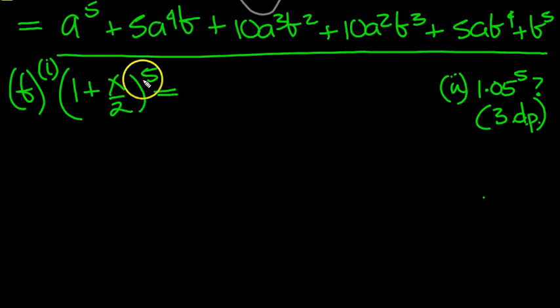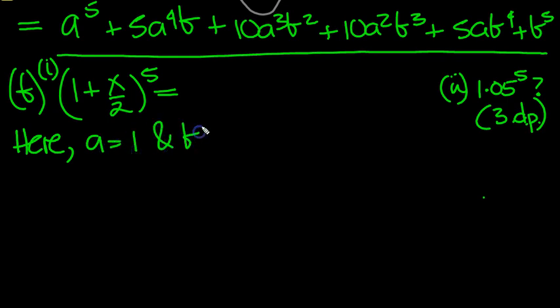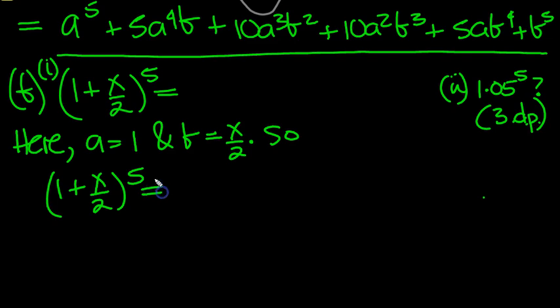Okay, so I've written out the questions in abbreviated form here. So let's have a go at them then. This to the 5, well here's a plus b to the 5. Here a equals 1, and b we can have as x over 2. In this case, 1 plus x over 2 to the power of 5 then. And we only need to write out the first four terms.